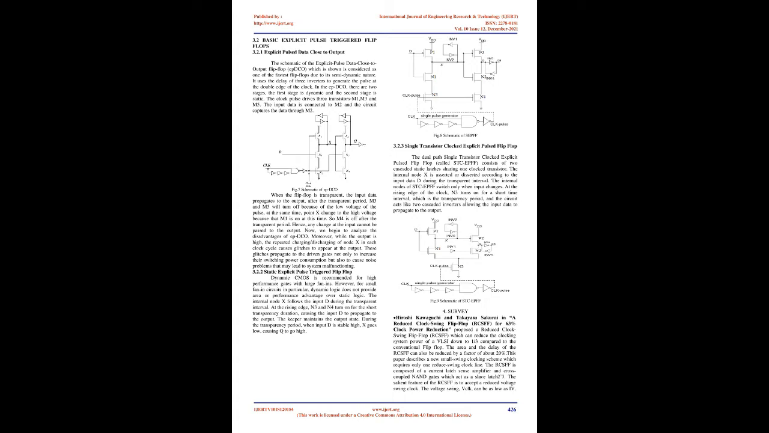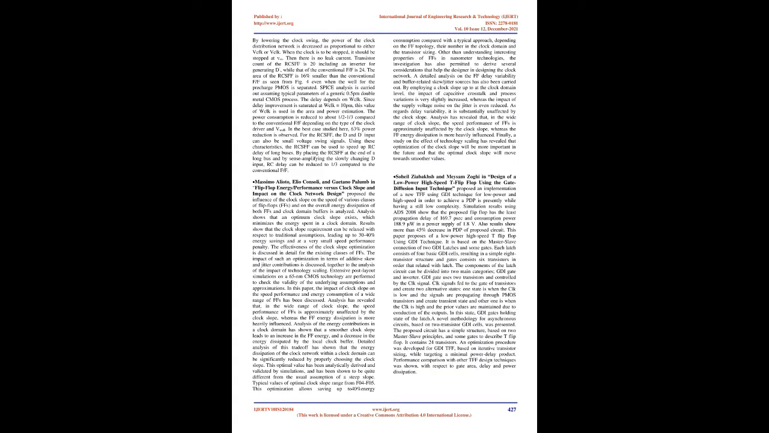Analysis has revealed that, in the wide range of clock slope, the speed performance of FFs is approximately unaffected by the clock slope, whereas the FF energy dissipation is more heavily influenced. Analysis of the energy contributions in a clock domain has shown that a smoother clock slope leads to an increase in the FF energy, and a decrease in the energy dissipated by the local clock buffer. Detailed analysis of this trade-off has shown that the energy dissipation of the clock network within a clock domain can be significantly reduced by properly choosing the clock slope.